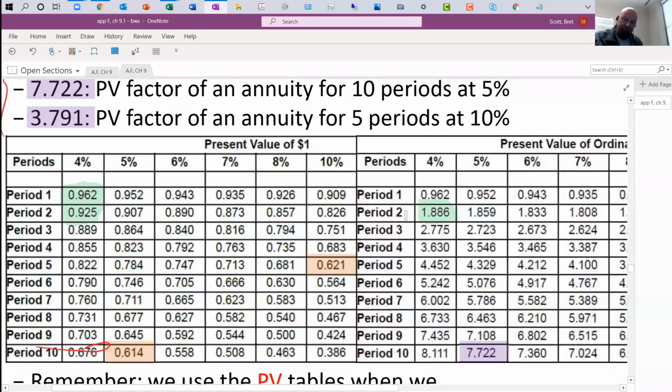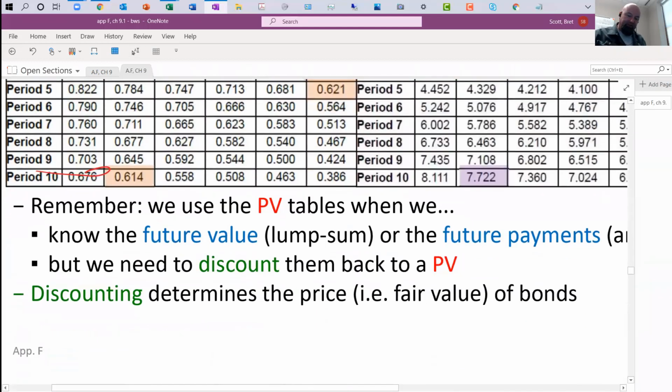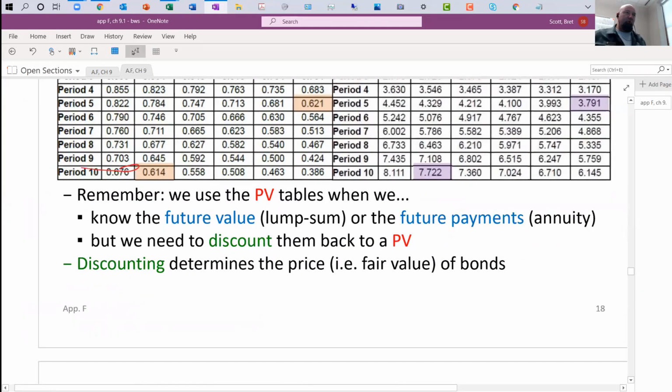So that's where we get these numbers from over here. You don't need to worry about that though. Just know which numbers to use when you're doing your present value calculations. The factors save you so much time.